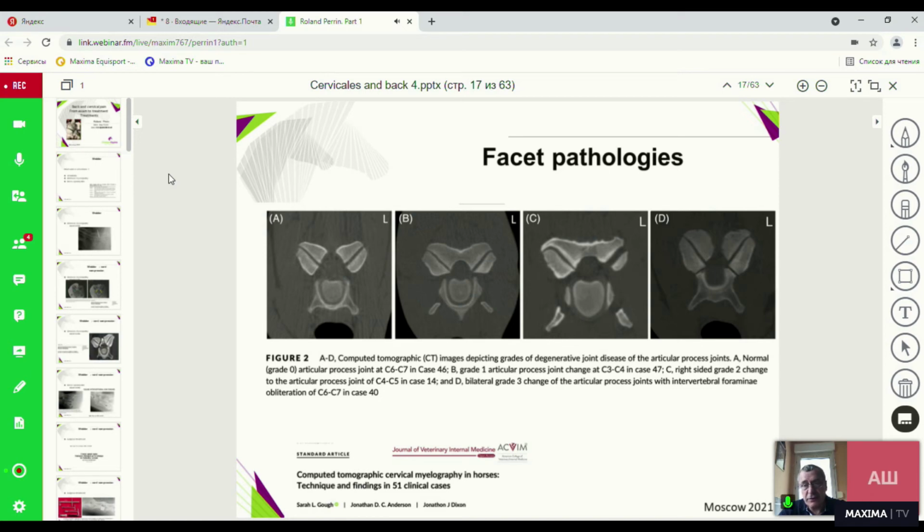So you see on the third picture, you have a caudal part with osteophytes, and the osteophyte is up, far from the nerves, okay?